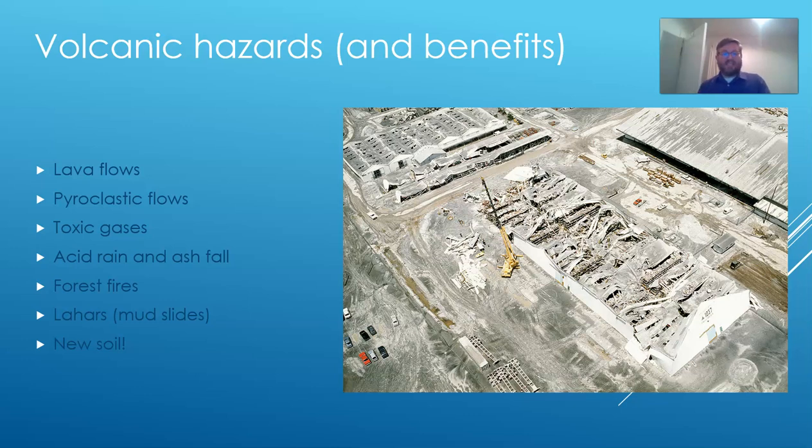Volcanoes also produce toxic gases. So I mentioned that there are these gases in that magma that are released as it reaches the surface. And some of those gases are not real good to breathe in. They can do a lot of damage to you. They can suffocate you if they displace all of the air with oxygen in it that you might be trying to breathe. You can also get acid rain and the falling of ash.